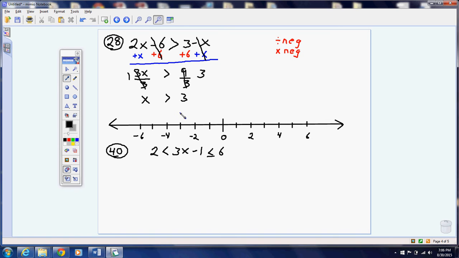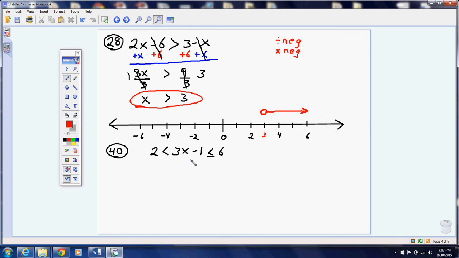All right, let's graph our solution now. I'll graph this one in red. x is greater than 3. 3 is right here. We have an open circle denoting that we do not include 3, but only everything that is greater than 3. Okay, let's take a look at the next one.